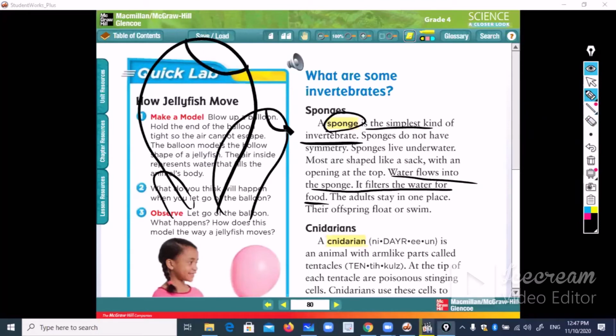What is the job of this opening on the top? It will look like a mouth. Of course, the sponges don't have a mouth, but they can filter the water. When the water gets inside, the sponges have some parts to filter the water and take the nutrients and the small organisms in the water to eat, to use as food. Most of the sponges stay in place, they do not move, and the smallest ones, the offspring, can float and swim.